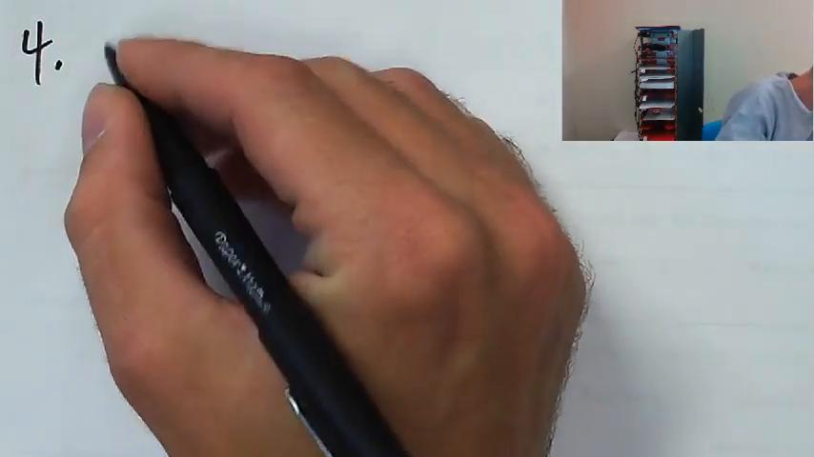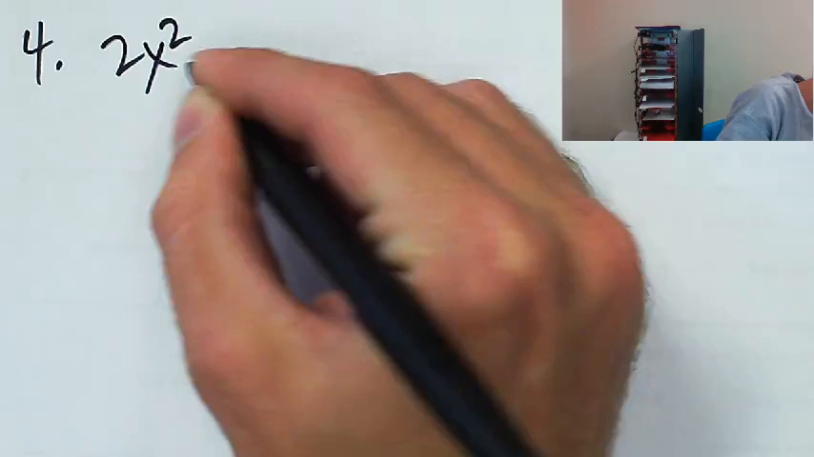Number 4. 2x squared minus 5 is greater than x.